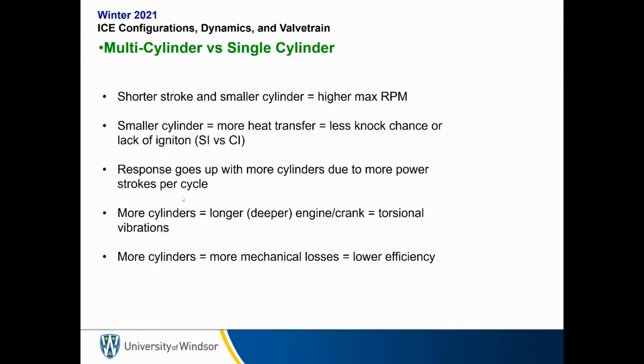More cylinders means a longer or deeper engine crank. This means more torsional vibration, so this is a bad thing. If you have a longer engine or crankshaft, there's more possibility of vibrations. Additionally, more cylinders means more mechanical losses. This is going to mean lower efficiency. So even though you have higher maximum RPM, you're going to have a lower overall efficiency. But generally, with multiple cylinders, the higher maximum RPM overtakes the lower efficiency.